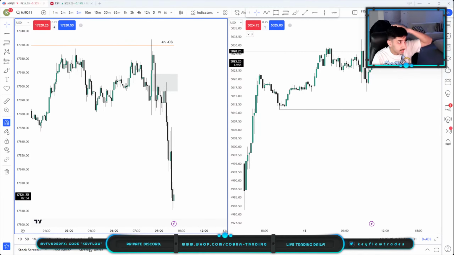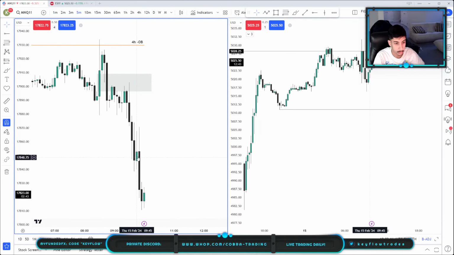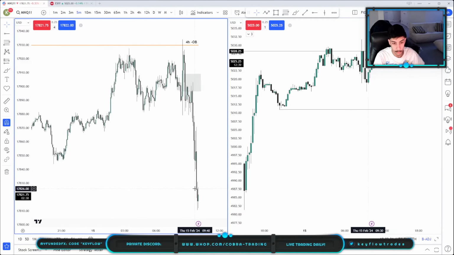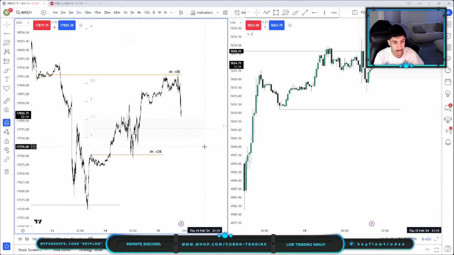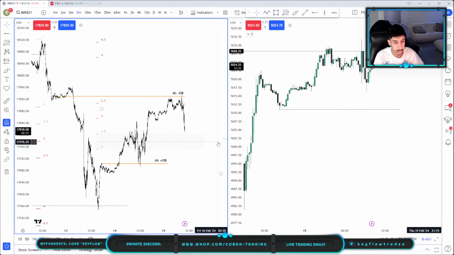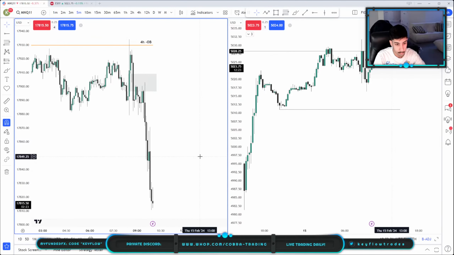So, the if-then situation here is, if this 10 a.m. manipulates higher, let's say into this fair value gap or this order block right here, I would be bearish. And once we get below this 50%, this is yesterday's daily range, this 50% here. We get below yesterday's daily range, it's done for. It's going to go to the lows. Right?